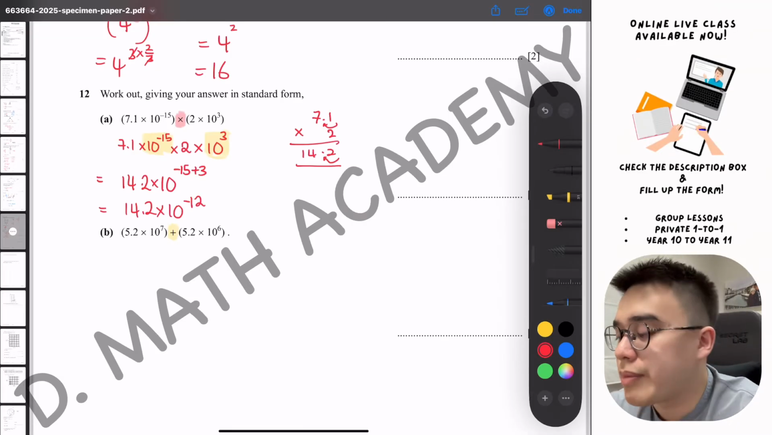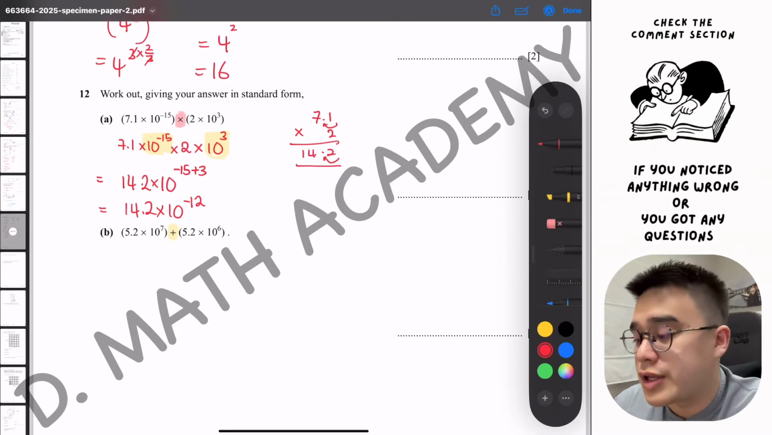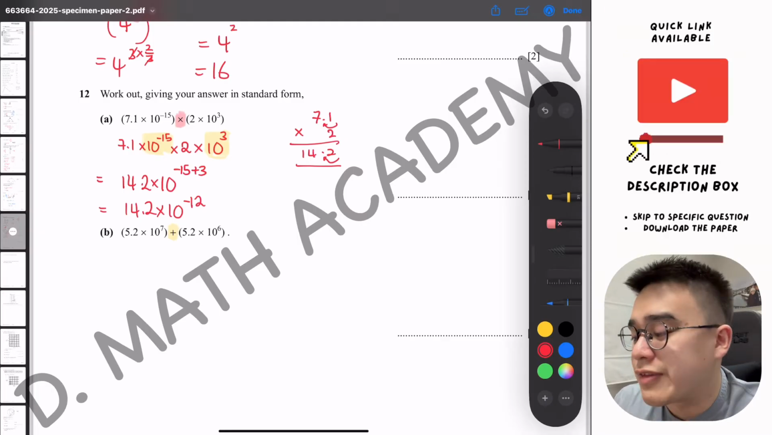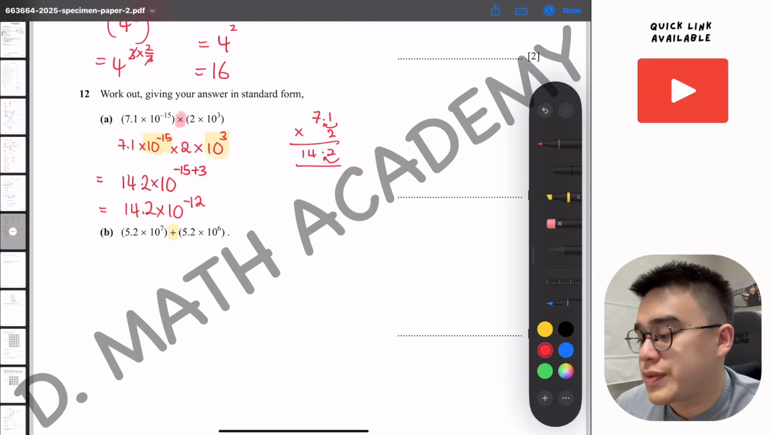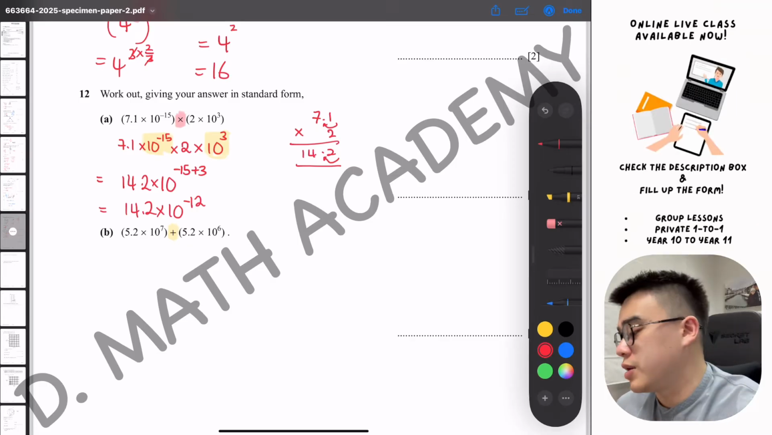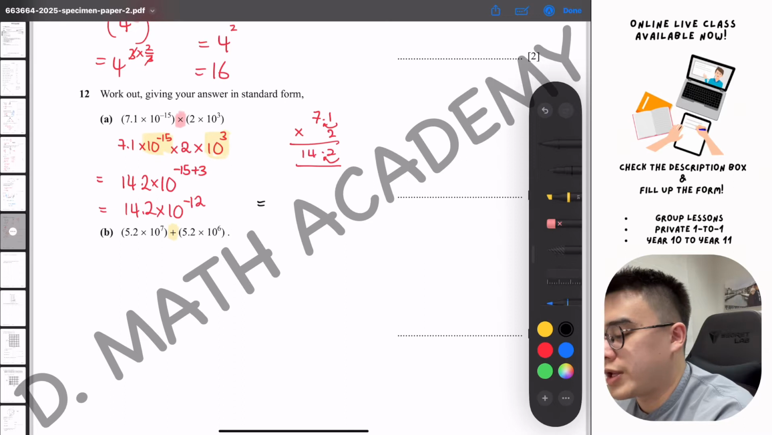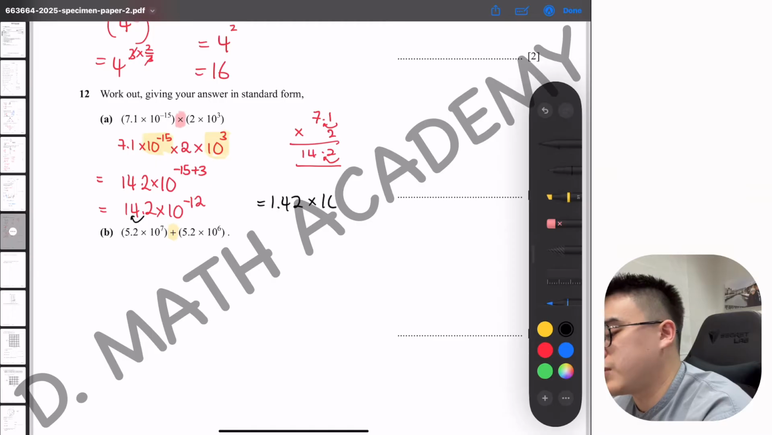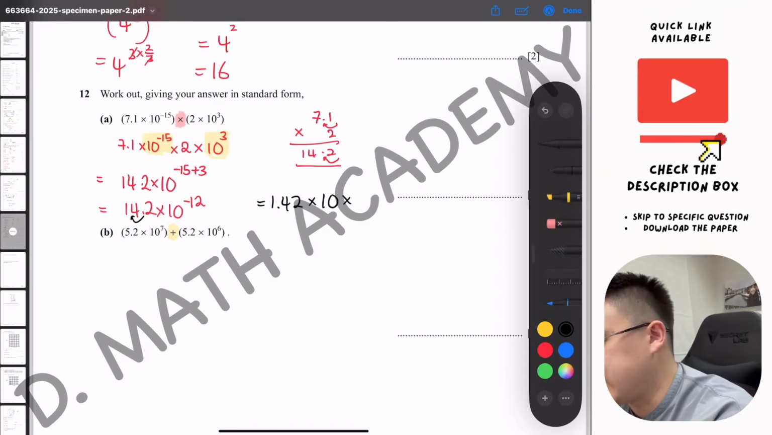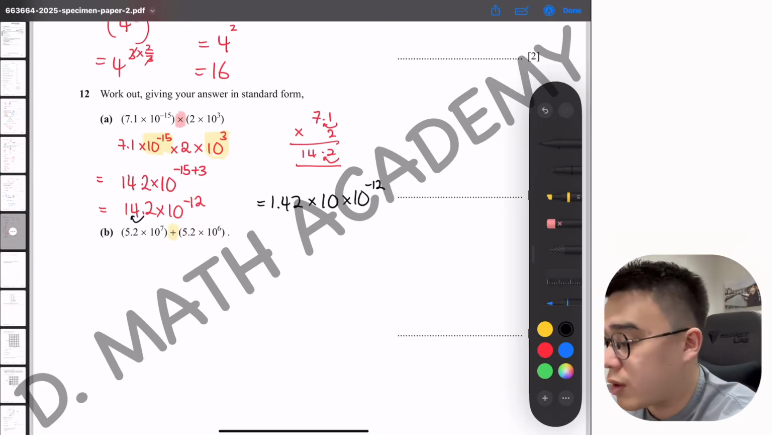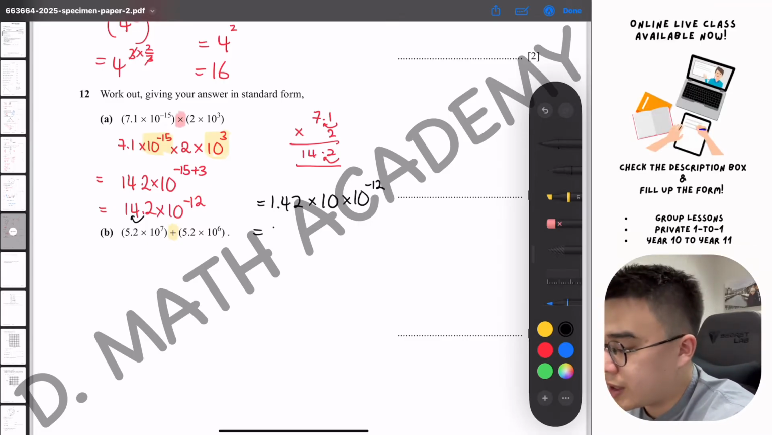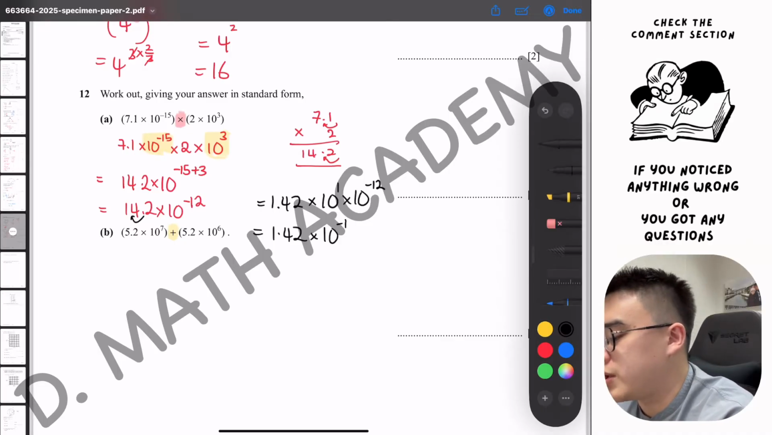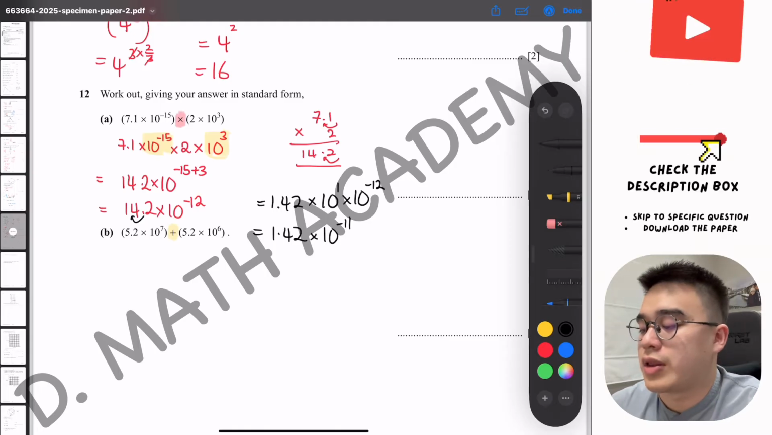But this will still be wrong because they've forgotten that for standard form, there's a rule where the dot must be behind the first number. So when you want to move the dot back behind the first number, you write it down as 1.42 first. This adjustment tells us that you took out a 10 from it, and this 10 will actually interact with the power of negative 12. When your power of negative 12 plus 1, it becomes negative 11.